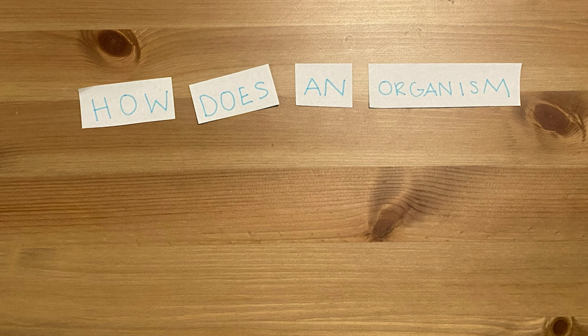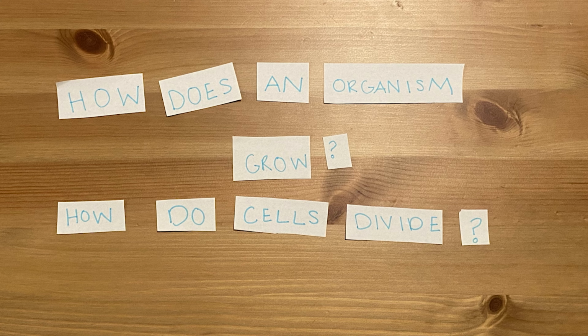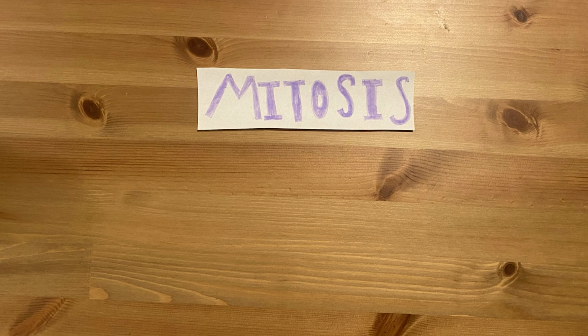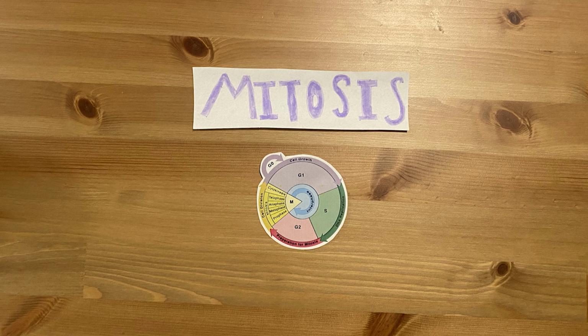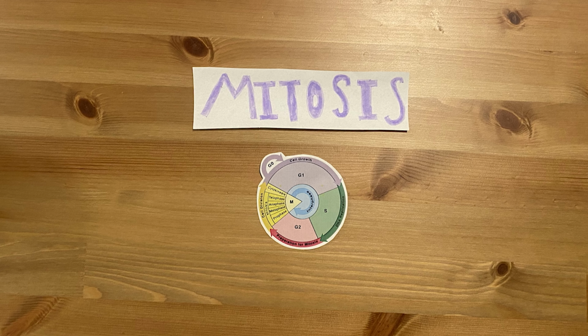How does an organism grow? How do cells divide? The answer to both of these questions is mitosis. Mitosis is the process by which cells divide. Genetics uses an approach called cytogenetics to study the formation and structure of chromosomes when cells are in different stages of mitosis under a microscope.